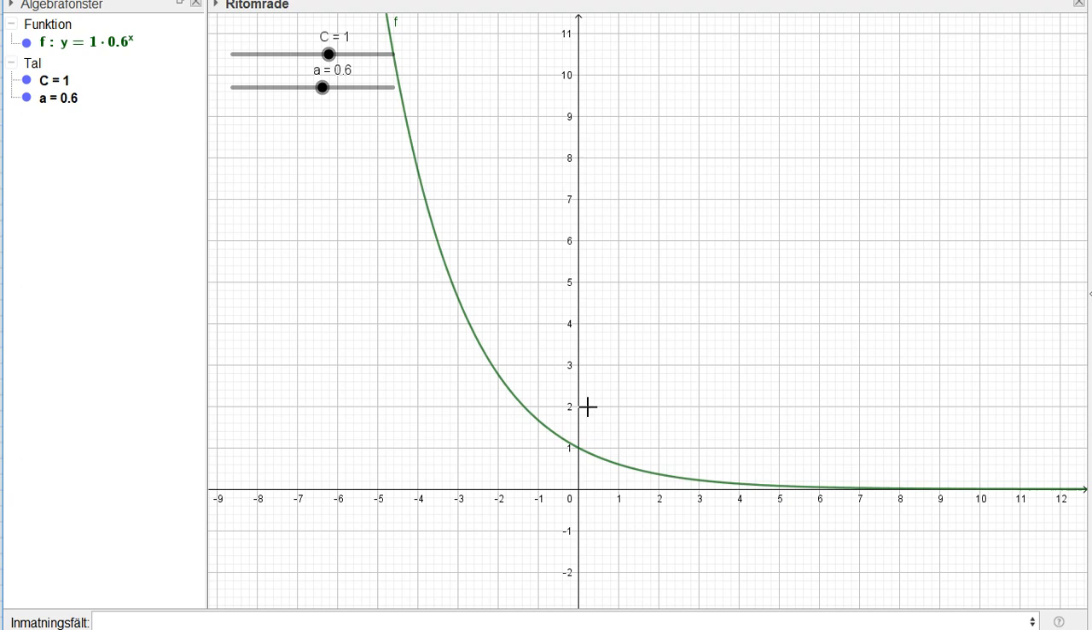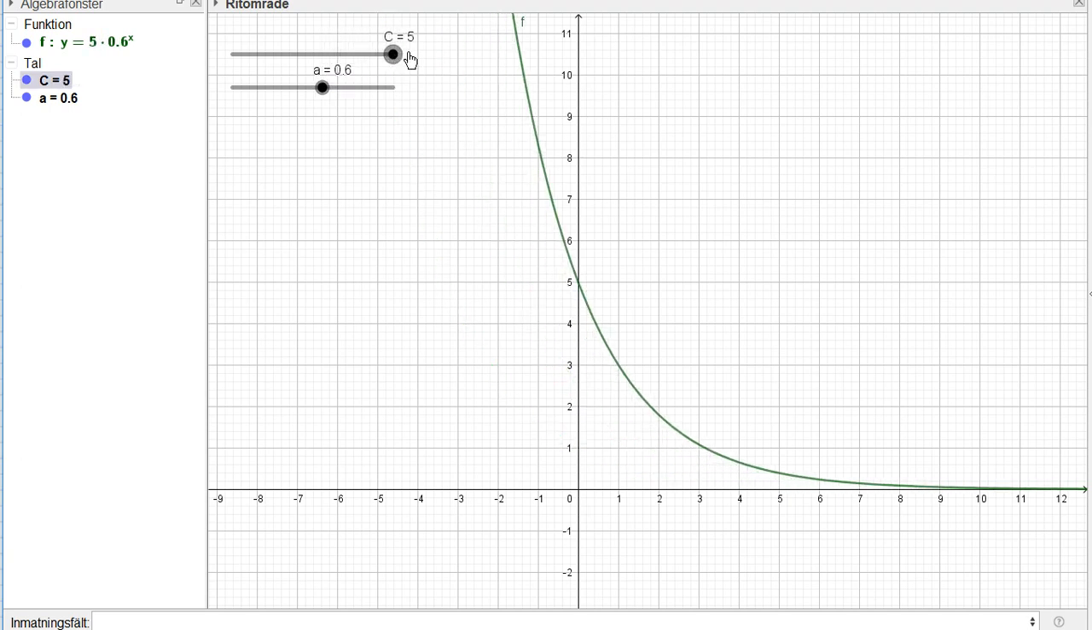Then you need to use that in bacteria decay or carbon activities like that in science. What more can I say? C is a constant. So if C is 5,000 or 5 at this time, the original, then it is always there. It is on the y-axis.